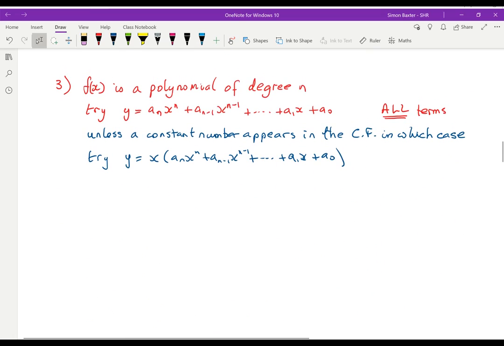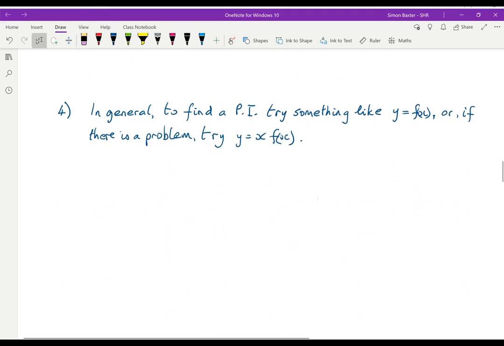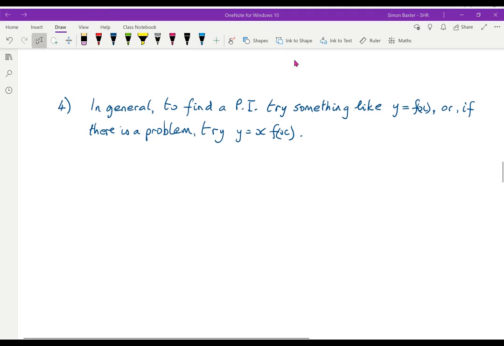If f of x is a polynomial of degree n, then for the particular integral, you just try a polynomial of degree n. You must have all the terms. If f of x was x squared, you would need to try ax squared plus bx plus c. You would need to try all terms of your polynomial. Again, there is a complication. We can come back to that at a later date. In general, if you're trying to find a particular integral, you start off with something similar to the function of x that you have on the right-hand side of your equation.